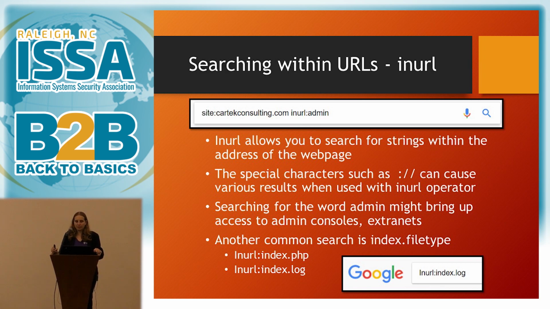Searching within the URLs. That's another good way to find sensitive information. Do I want to find the admin page? Of course I want to get to your admin page. Once I get to your admin page, I might be able to try out some passwords, usernames and passwords. So with this, I used inurl:admin.